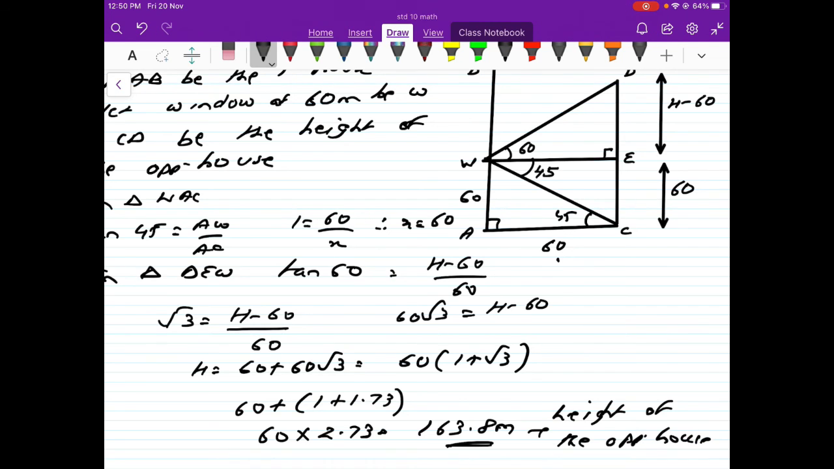So this is how we do sums on applications of trigonometry.